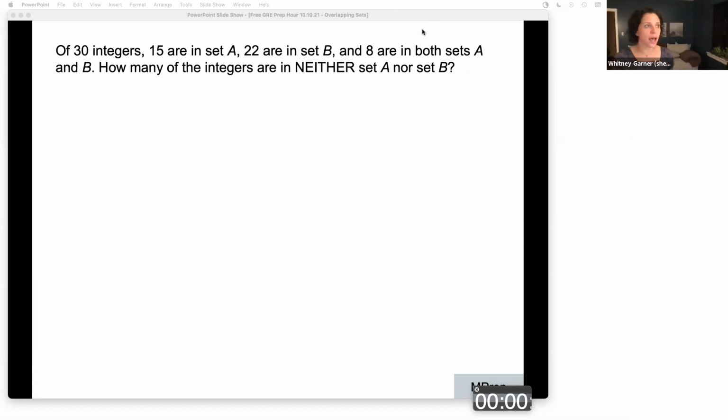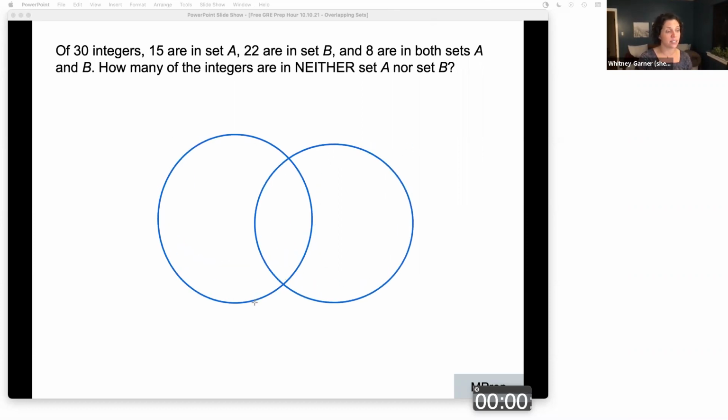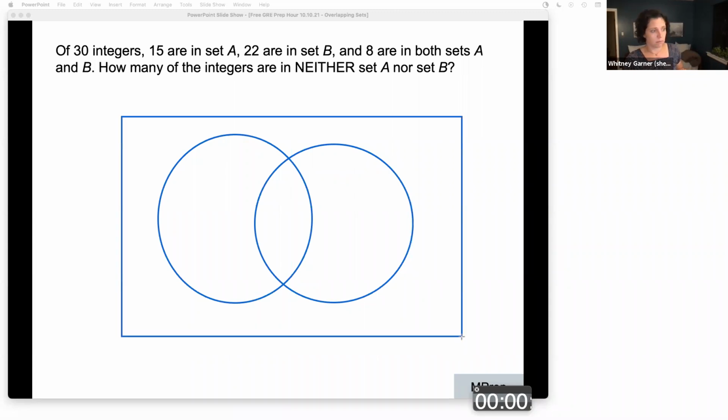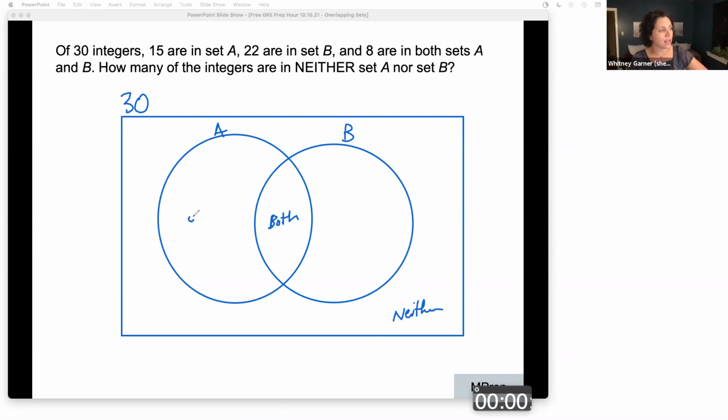Okay, so let's set this up in a Venn diagram. And I want you to see where the limitations of our Venn diagram are going to come in. I have 30 integers all together, a big category, so somewhere in this whole box I'll have 30 integers. This little section in here would be things in both set A and set B. Out here would be things that are in neither group, neither A nor B. This side would be things that are only in group A, and this is the one that's only in group B.